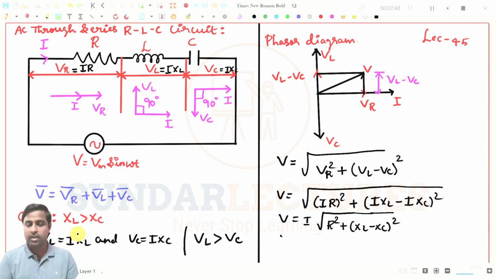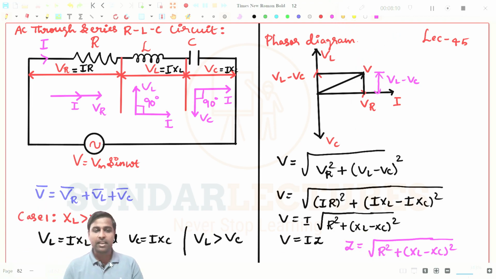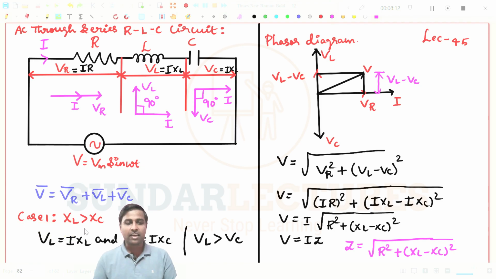And what is this one? We will write V is equal to I into Z. So commonly we can now write Z is equal to square root of R square plus XL minus XC the whole square. And this Z comes under which case? It comes under XL greater than XC. So this is the formula for Z impedance under the case where XL is greater than XC.